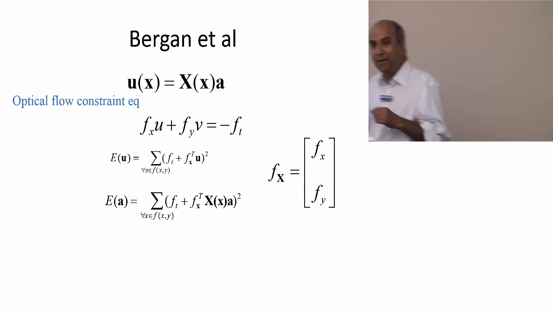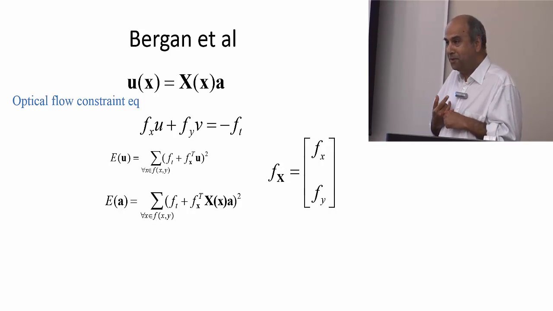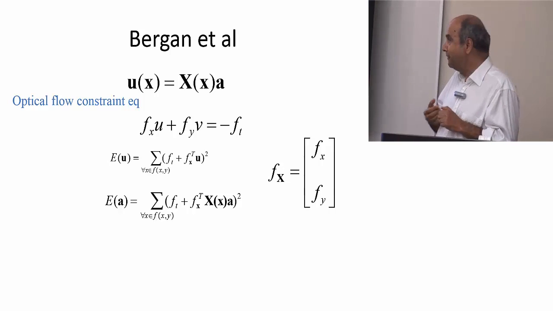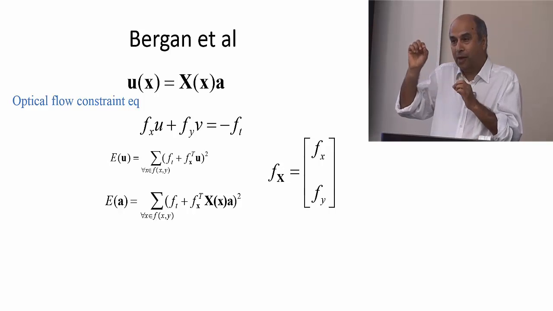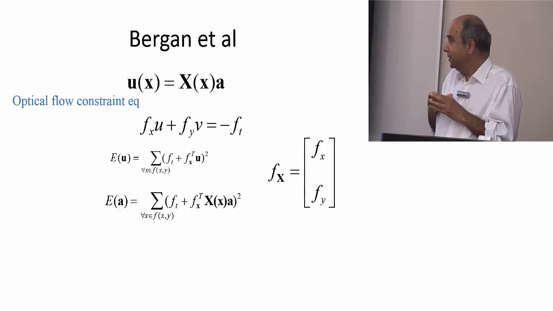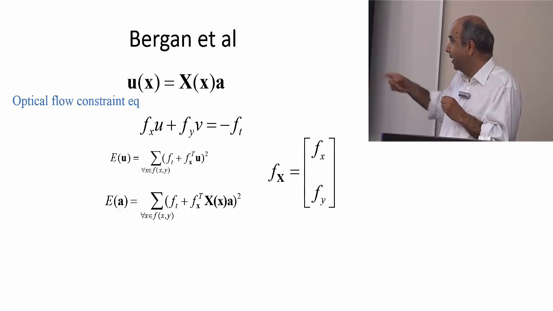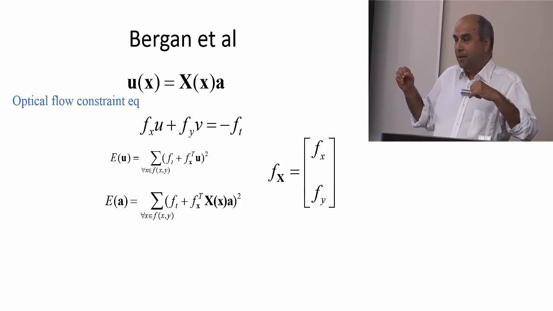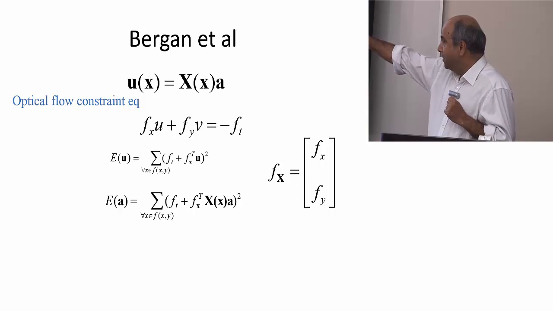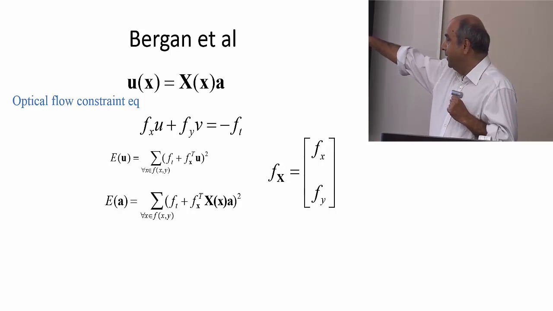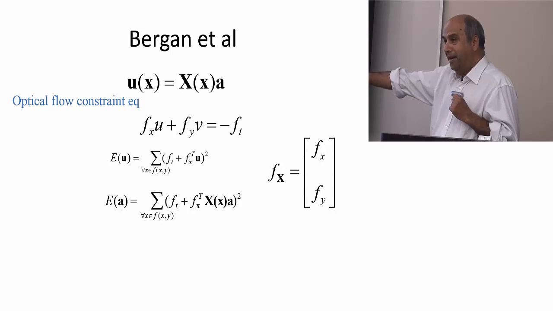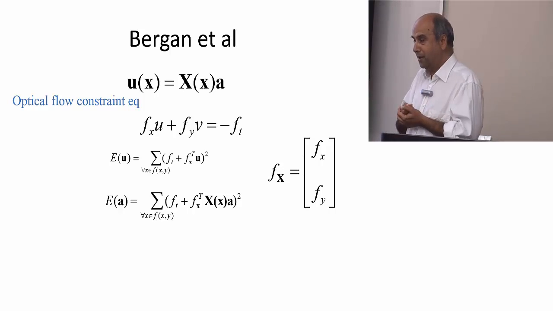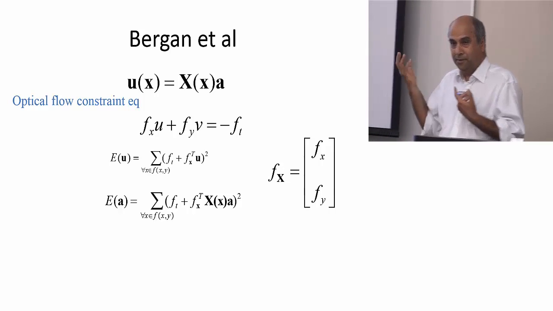Okay, so I have a function. I have knowns fx, fy, ft, and I have known x. These are the locations of the pixels. So the only thing unknown is a. I'm going to do this for every pixel, compute fx, fy, ft, and I want to compute a. X I can also compute because I know the location of the pixels, x, y. So that's very easy.